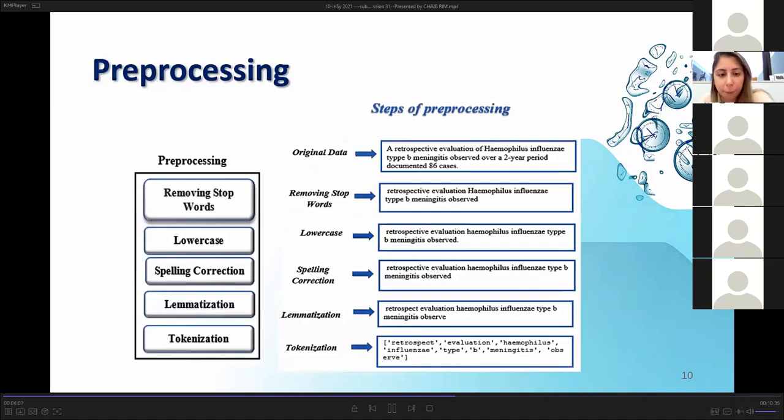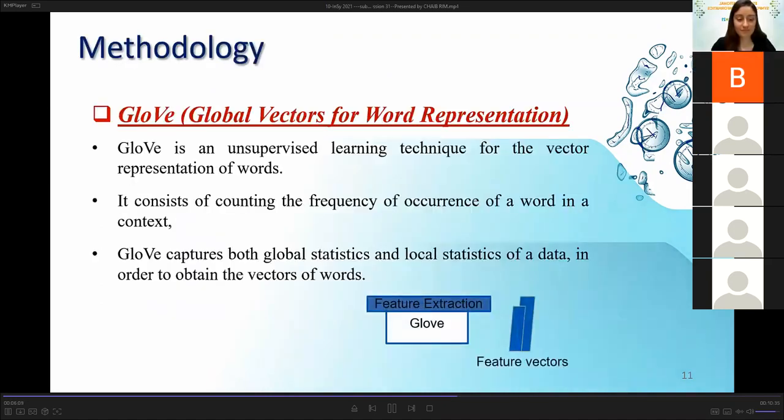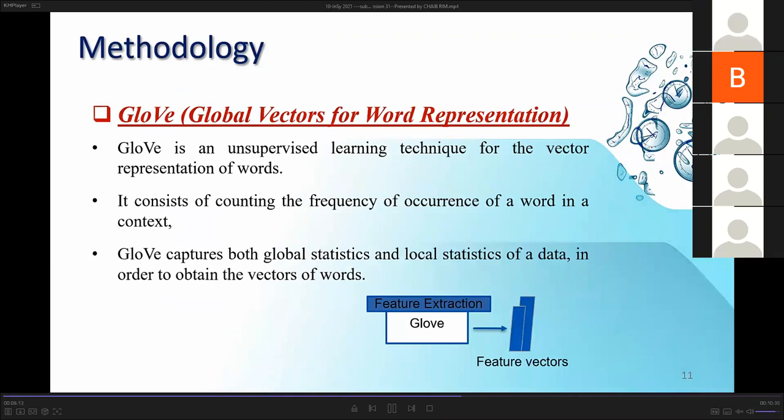Here is an example for each process. The GloVe model is an unsupervised learning technique for the vector representation of words. This strategy consists of counting the frequency of occurrence of a word in a context, the frequency at which words co-appear in a corpus, where similar words are grouped together and different words pair with each other to form an occurrence matrix. The GloVe model captures both global statistics and local statistics of data in order to obtain the vector of words.